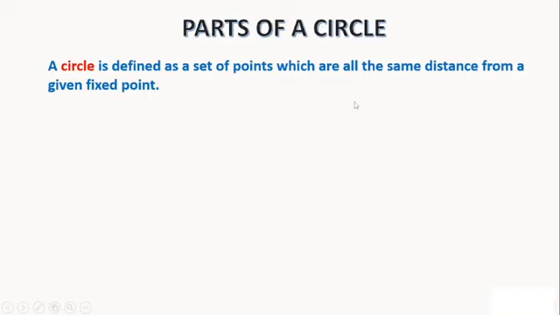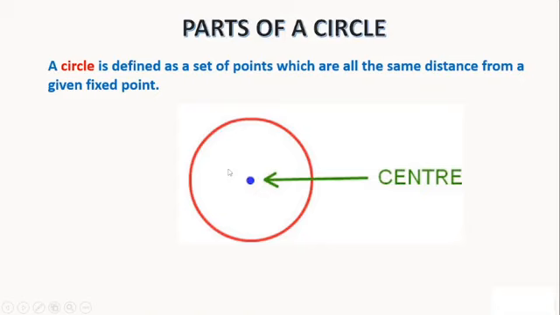We are going to define what a circle is. A circle is defined as a set of points which are all the same distance from a given fixed point. And that fixed point, we are calling it the center of the circle. So let's look at the diagram here. We have this center of the circle. So this is what a circle is.